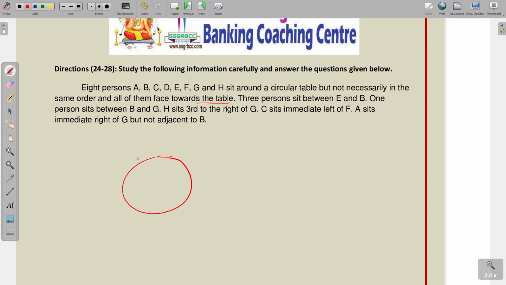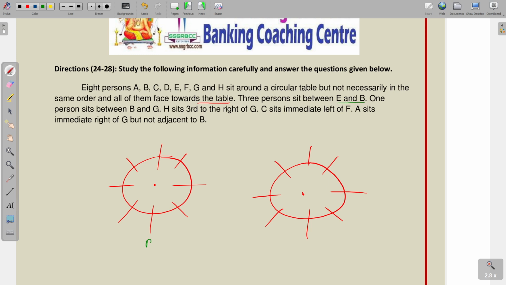So here we have a circle with seats 1, 2, 3, 4, 5, 6, 7 and 8. It is one possibility. It is one more possibility. All are facing the center. Three persons sit between E and B. So between B and E, there are three persons. One person sits between B and G. So it is one possibility. Between B and G, one person is sitting.